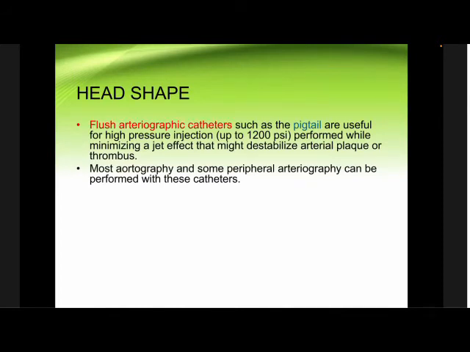Flush catheters are pigtail catheters used for high pressure injection of contrast up to 1200 psi. They have a minimal jet effect, and due to their peculiar shape, they will not destabilize arterial plaque or thrombus, and they are used in aortography.